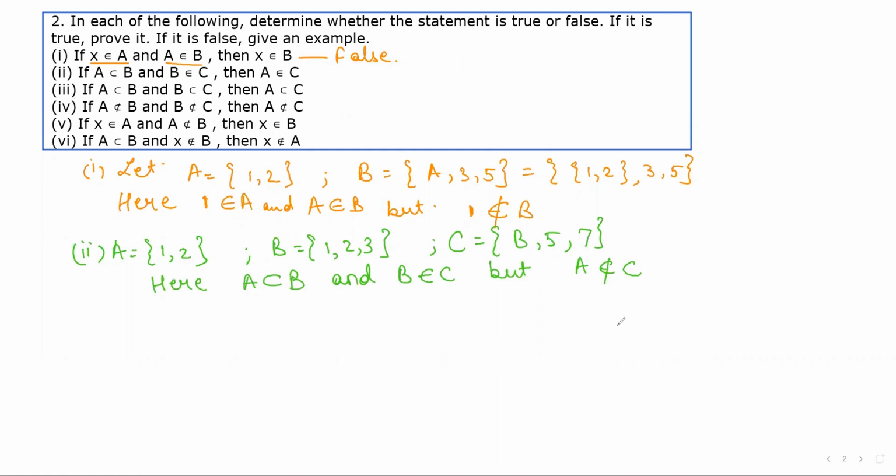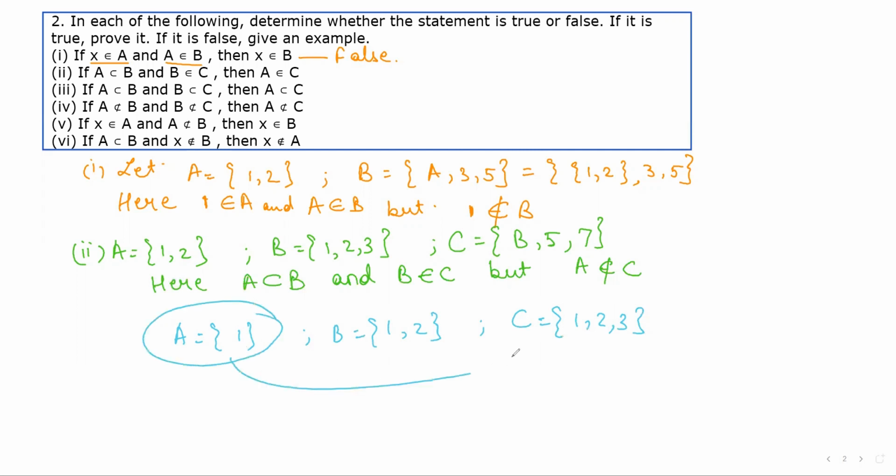Third, if A is a subset of B and B is a subset of C, then A is a subset of C. Let's consider A to be a singleton set 1, B to be a set 1, 2. It's said that A should be a subset of B. Definitely A is a subset of B. Furthermore, you want B to be a subset of C. So all the elements of B should be present in C. Then A is a subset of C. If this is possible, then all the elements of A will be present in C. So A has a single element 1. It is present in C. Definitely the statement is true.